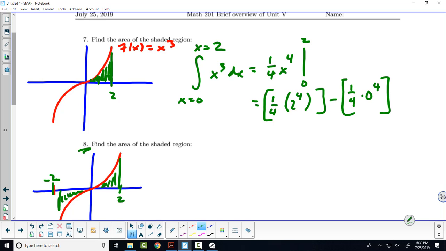Could you just put a 0 there? Oh boy, you betcha, right? I'm just showing you the procedure. Okay, and we end up with 2 to the 4th is 16, divided by 4 is 4 minus 0, or 4.